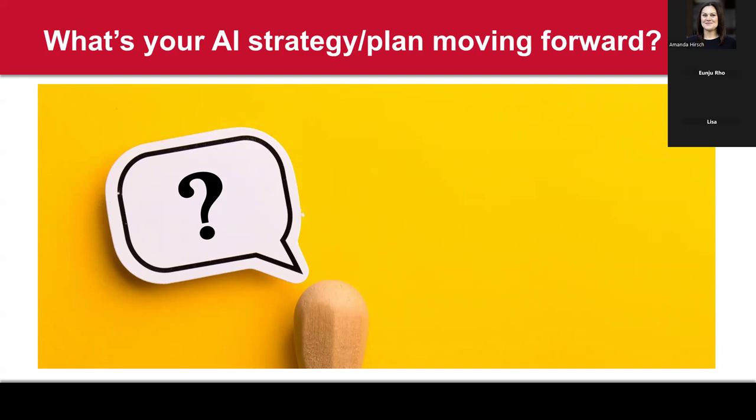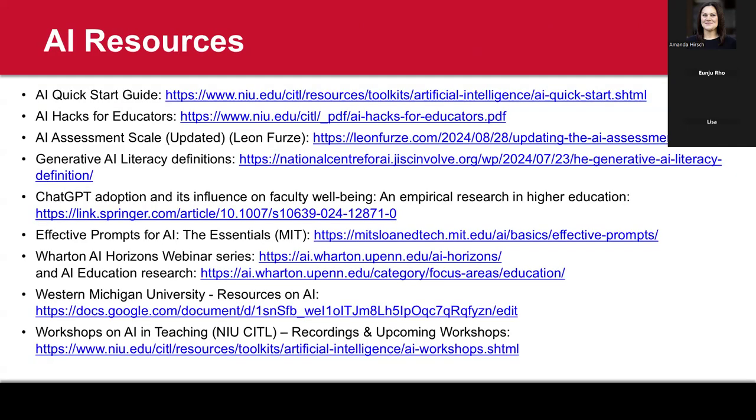Any other strategies or plans moving forward that anyone wants to share? And if you're typing, keep going. I'll just share this AI resources page here and outline some of them. So we have an AI quick start guide there at the top. There we also have a PDF shared on AI hacks for educators. It's an ebook.